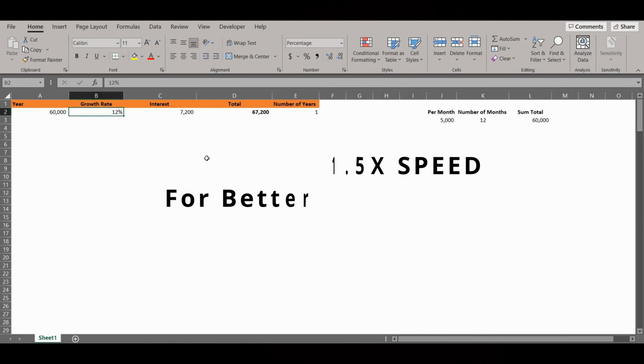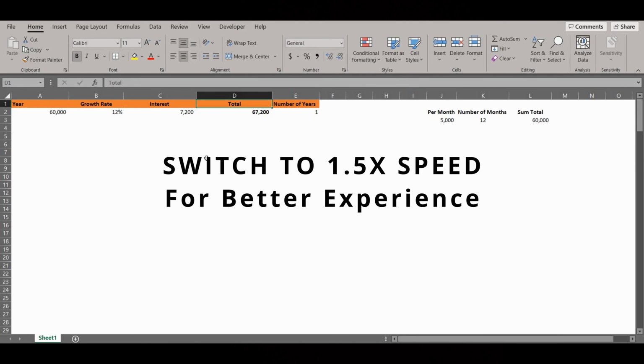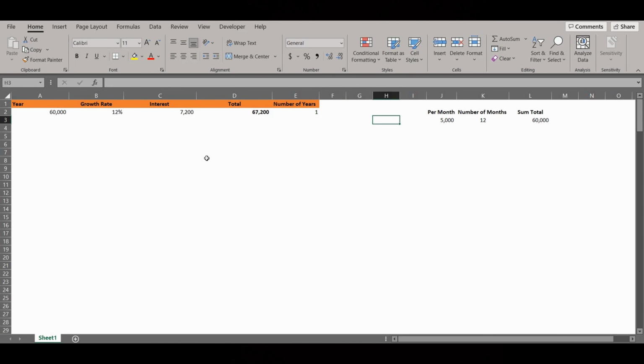Let's understand this with the help of an example. So we are in Excel sheet now. I have entered the parameters, which is year, growth rate, interest, total number of years, and this is the calculation part. Per month, number of months, sum total. Okay, so let's get started.